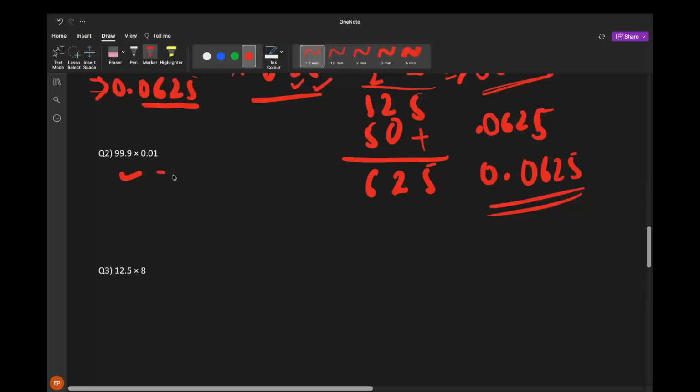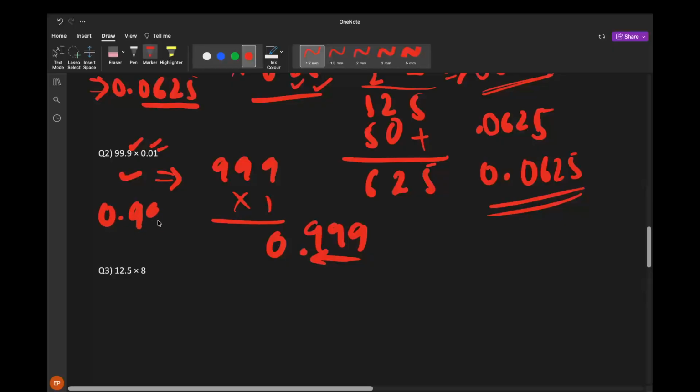Okay, check with me. 999 into 1, normal calculation first, it will give the answer as 999 only, right? Then calculate the number of digits: 1, 2, 3. So put a decimal after 3 digits from the right side. So it is 0.999. The answer is simple.